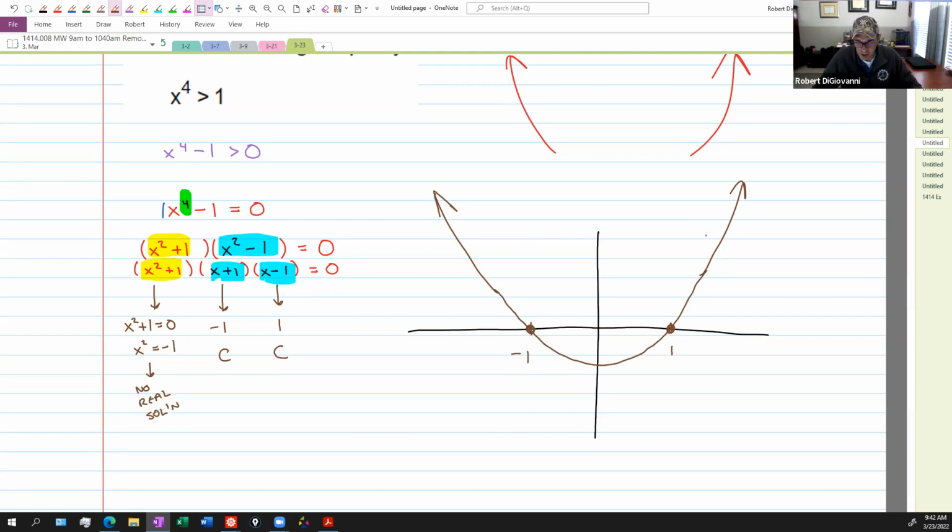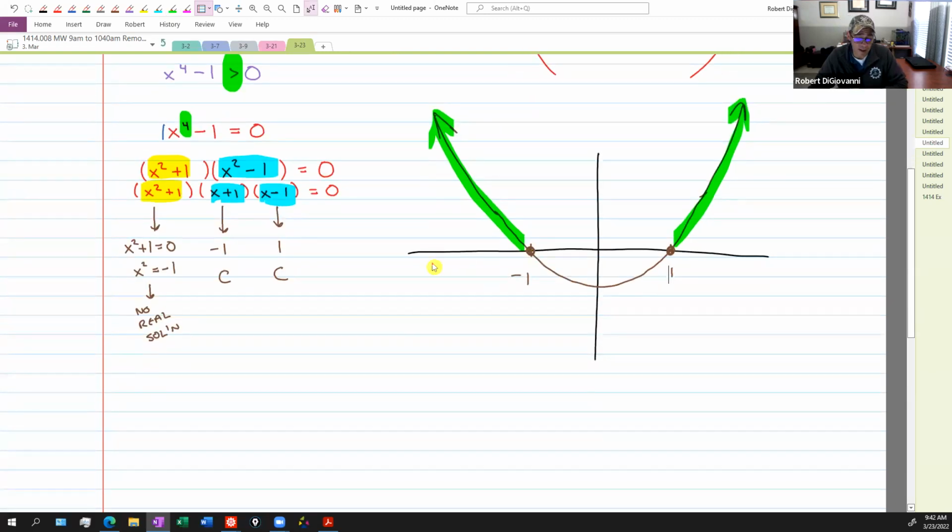And what were we interested in here? I forgot. We wanted to know when this thing was bigger than 0, strictly bigger than 0, which means we have to be above the x-axis. That's here and here. So everything to the left of -1, not including -1, and everything to the right of 1, not including 1. So how about this? -infinity to -1, union 1 to infinity.